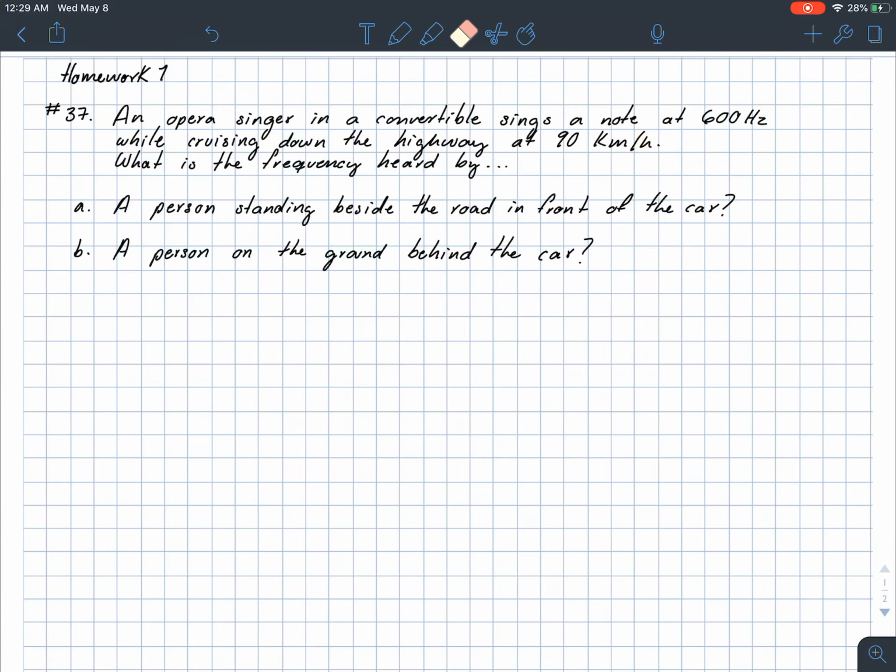So, one thing I like to do before I start solving this problem is to draw a picture. So let's go ahead and do that. So we have our little opera singer in their little convertible singing away. Part A tells us that there is a person in front, and part B, a person lying on the ground.